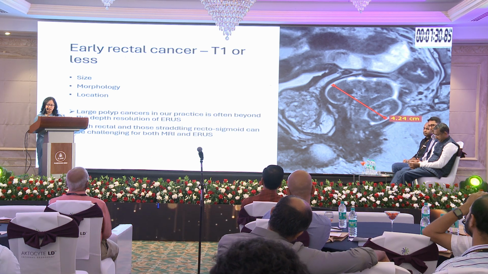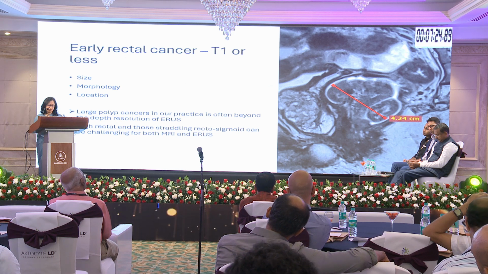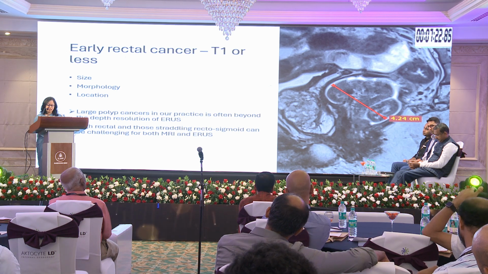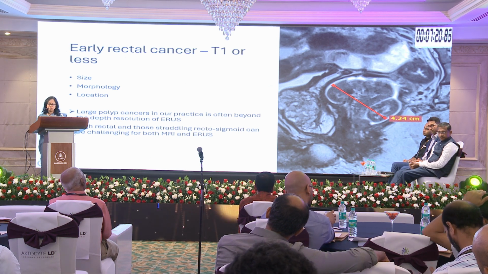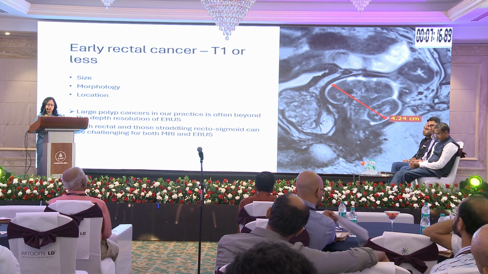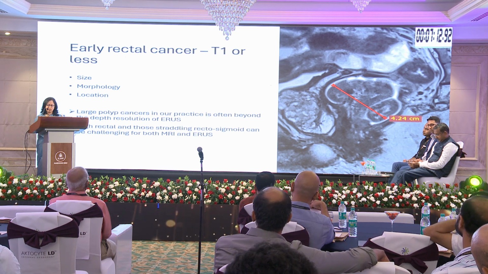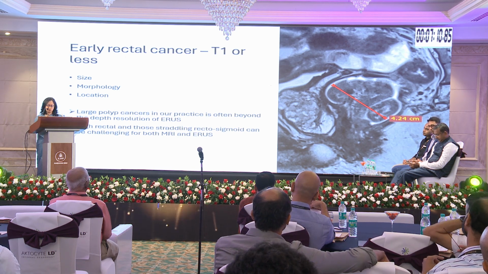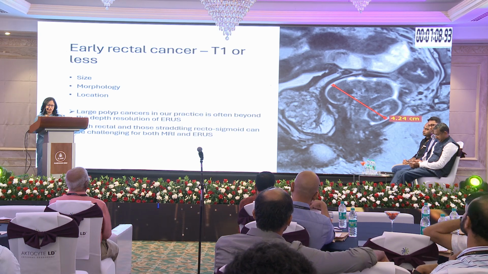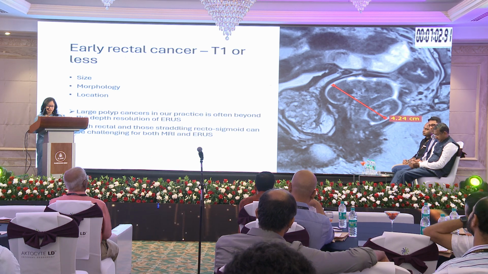Shown here is a large polypoidal growth measuring about 4 centimeters, and these are the kind of lesions that we see in our practice. These large cancers are beyond the depth resolution of endorectal ultrasound, and so you will not know whether the leading margin of the tumor is infiltrating the muscularis, how much of the tumor is outside, what the end stage is, and what the poor prognostic markers are. That would be very difficult when we have a very large tumor like this.